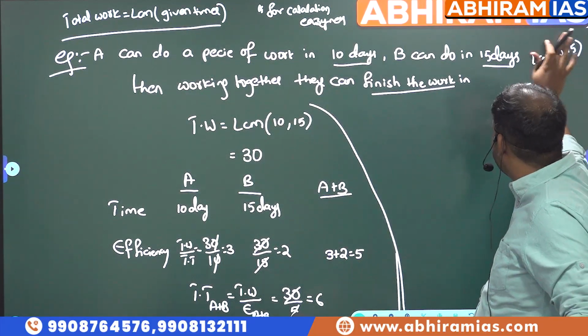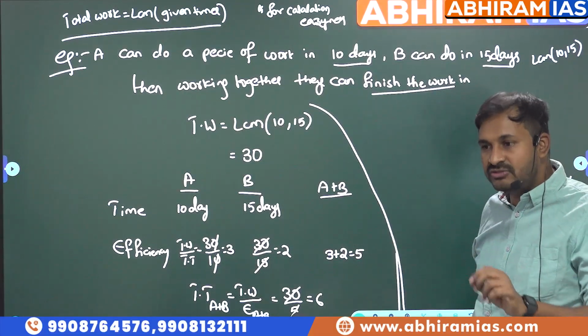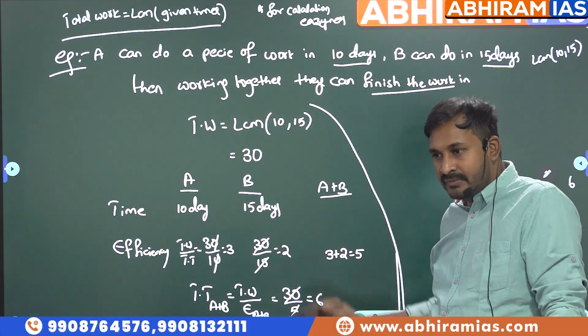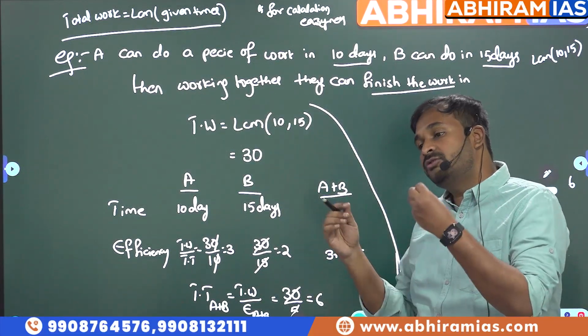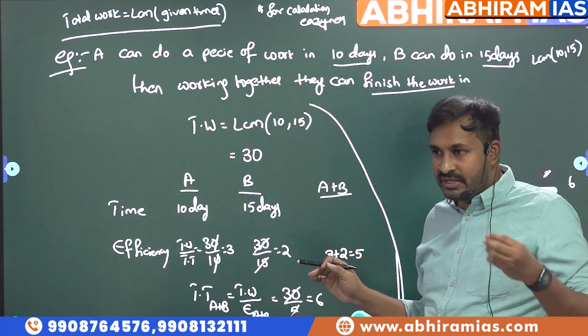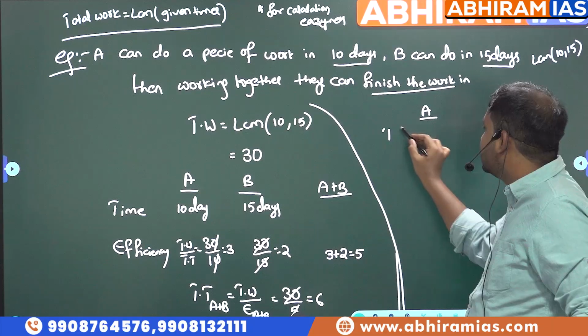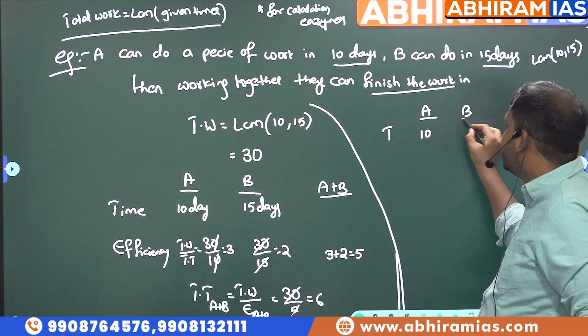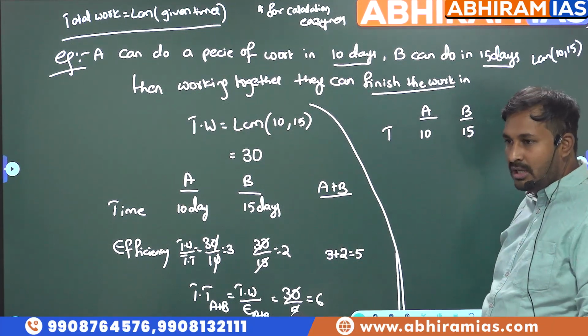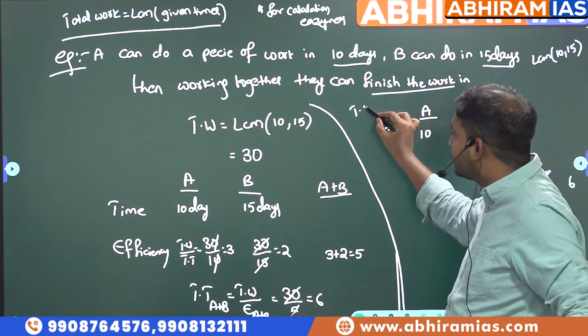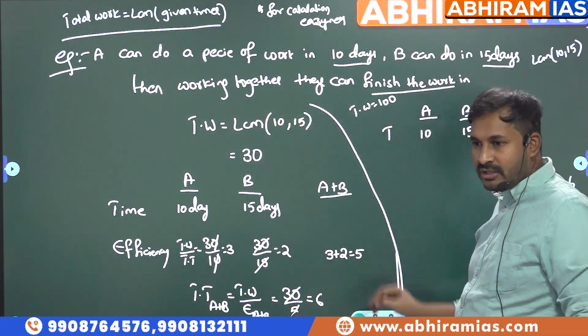Now what we will assume here is, please see here, just now we discussed total work is a constant, right? Total work is a constant. So we can assume anything as total work. For timing, see here, A can do it in how many days? 10 days. B can do it in 15 days. I will assume my total work as 100.